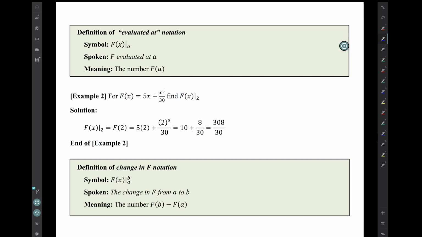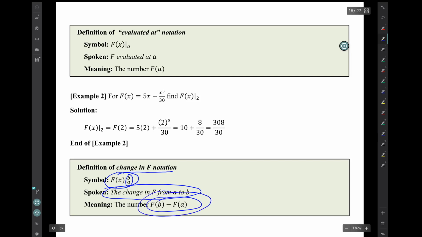Another notation that's useful is what I call the change in f notation. It's denoted this way. A function with a vertical bar next to it, and at the top and bottom of that vertical bar on the right side are two numbers. This is spoken the change in f from a to b. And what it means is this number. You substitute b into f, you substitute a into f, and you subtract to get a number.